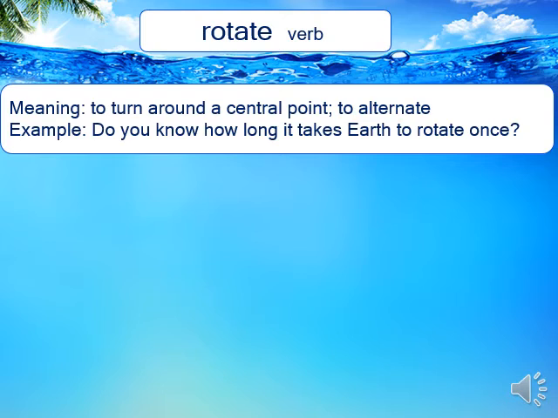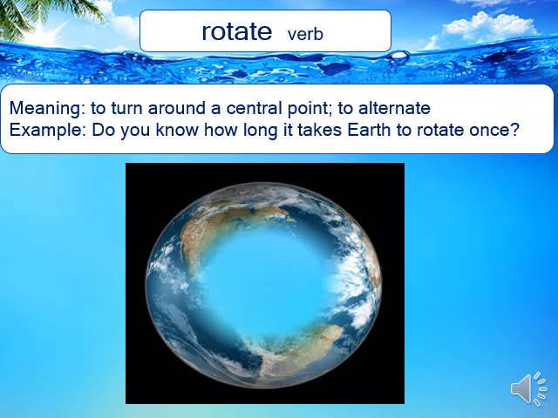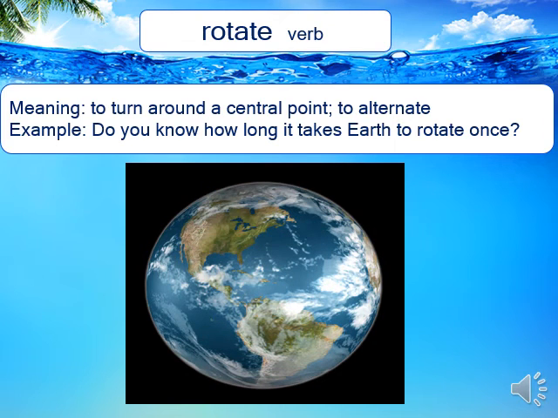Rotate is a verb and it means to turn around a central point or to alternate. And the example is, do you know how long it takes Earth to rotate once? Once what? Around, I guess here it means around the sun. It takes a year, 365 days.